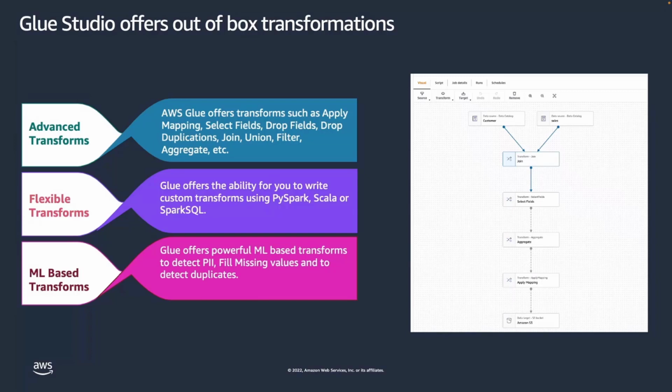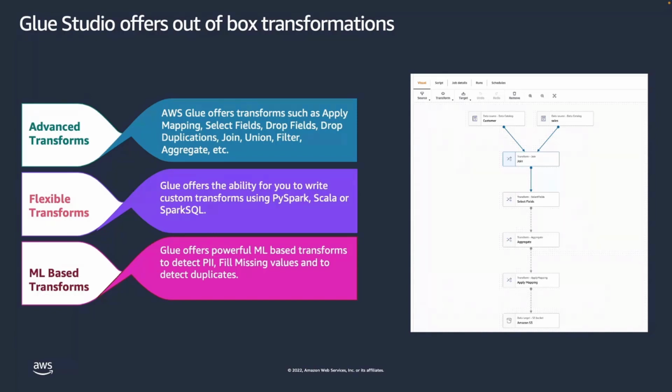Now, in some cases, that may not suffice. You may have a very specific logic that you want to put in, which is not supported or not available. That's where flexible transforms come into the picture, where you have the ability to write a custom transform just for that piece, where you have a very specific logic, and add on to the rest of the things that you have.